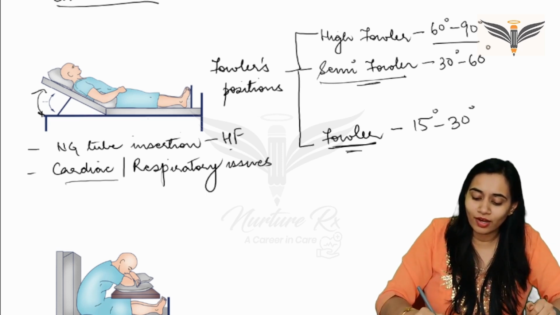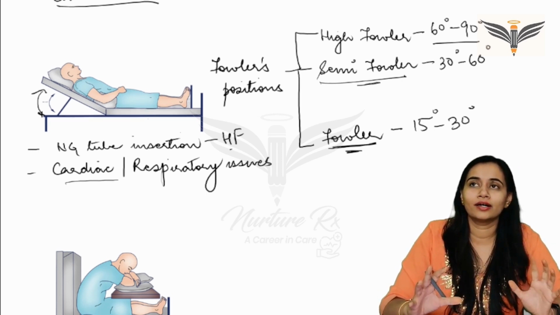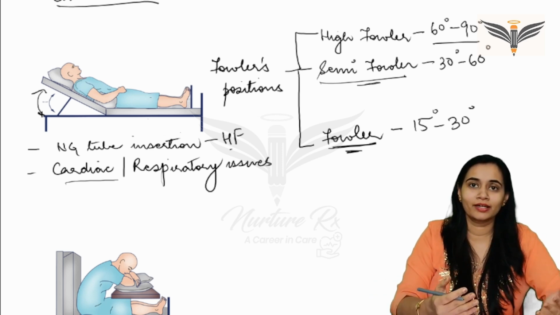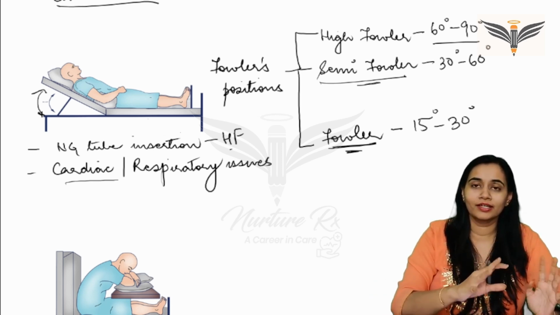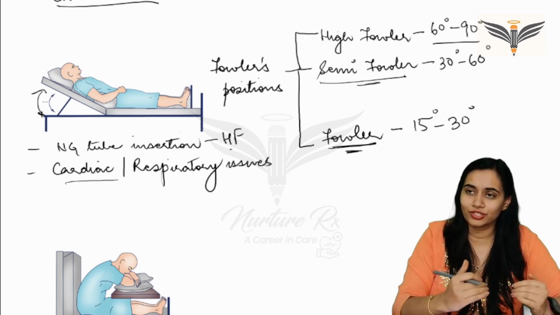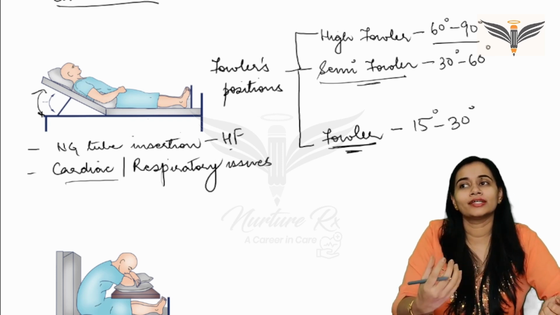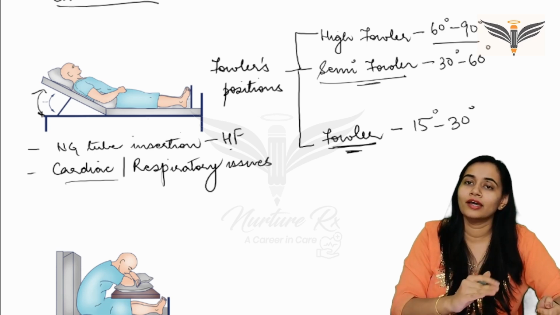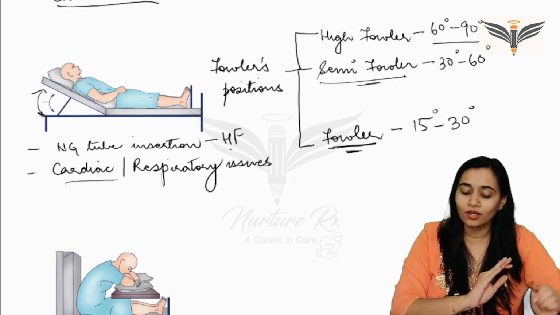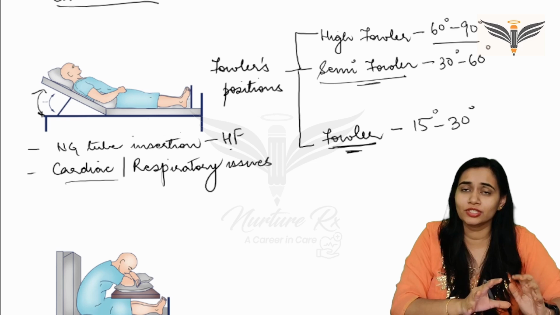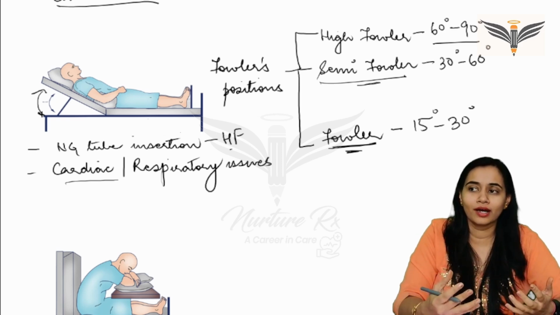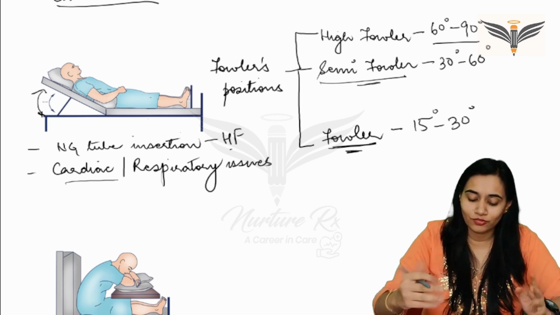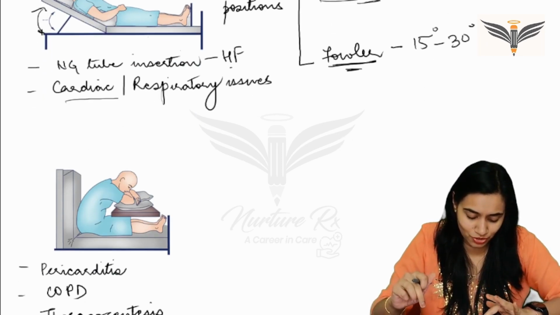And your general Fowler position is for general comfort, like if your patient is pregnant. If you place her in normal Fowler position, she will have comfort. If the patient has any kind of respiratory distress, or any cardiac issues, and you lie the patient in the usual Fowler position, then the patient is going to have a little bit of comfort, for which the patient is placed in Fowler's position.